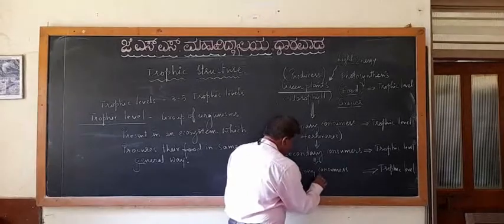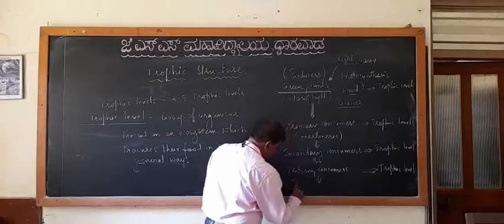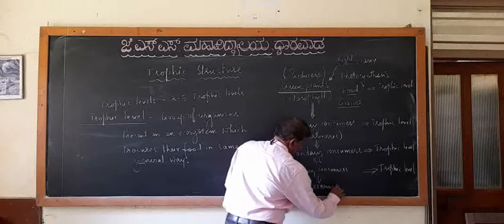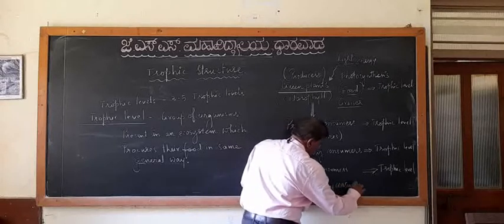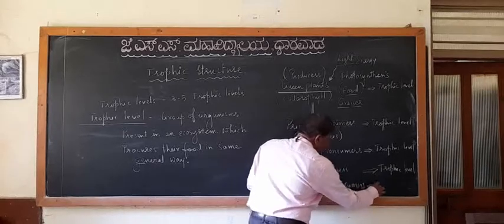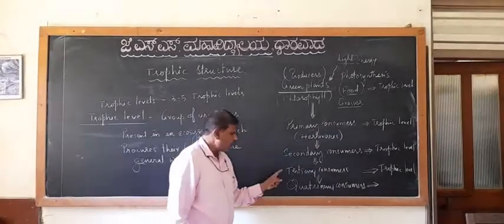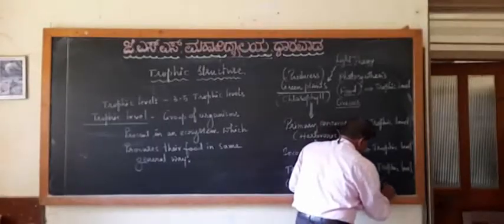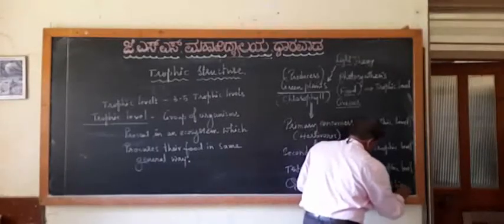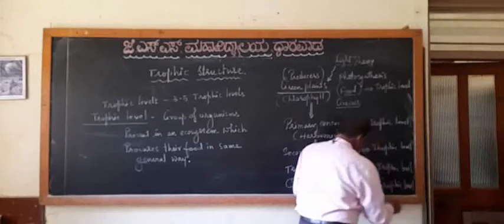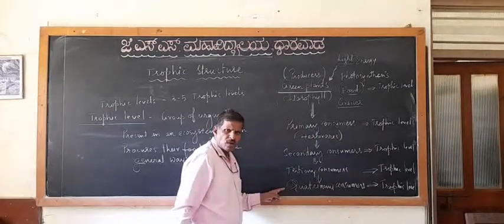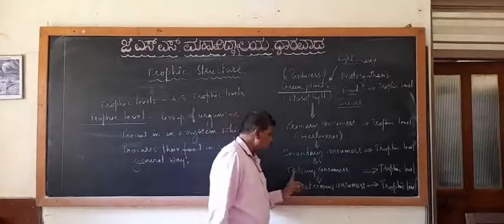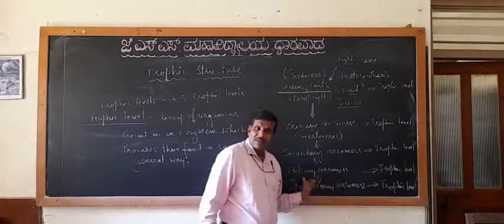Suppose quaternary consumers are present, and they get their food by feeding upon the tertiary consumers. That's why they form another trophic level, because the way of getting food in quaternary consumers is common. How do they get their food? They get their food by feeding upon tertiary consumers.